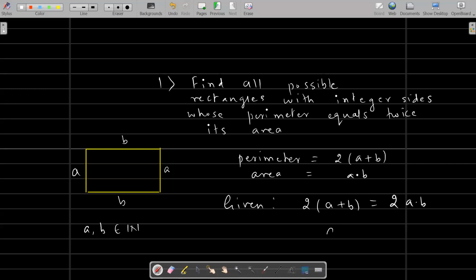Okay, so basically the 2 cancels, and what I get is A plus B is AB. So we have to solve this equation where A and B are integers.